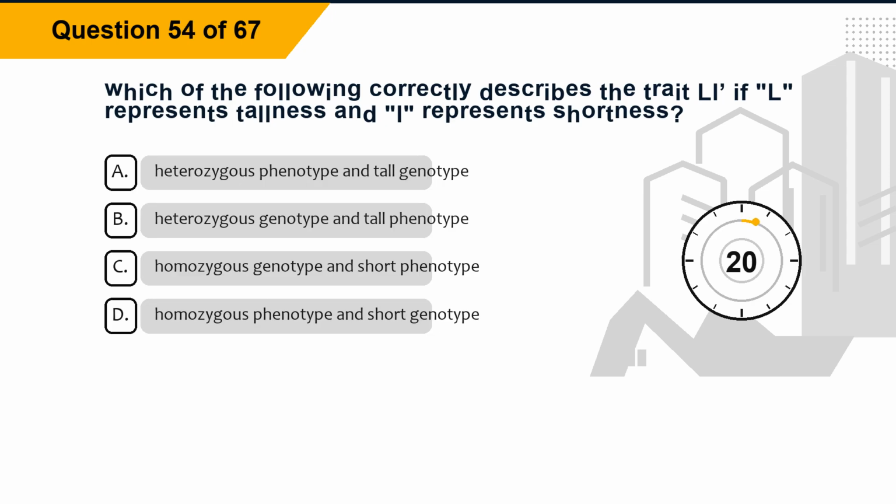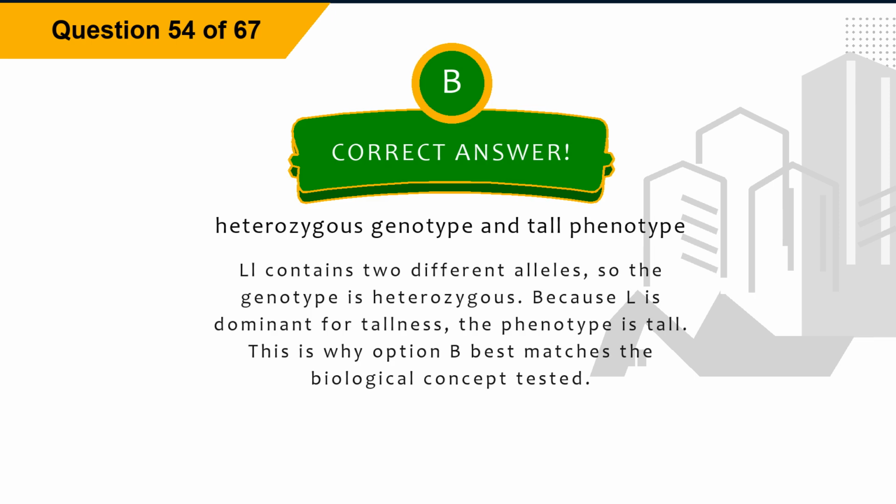Question 54. Which of the following correctly describes the trait Ll, if L represents tallness and l represents shortness? Option A, heterozygous phenotype and tall genotype. Option B, heterozygous genotype and tall phenotype. Option C, homozygous genotype and short phenotype. Option D, homozygous phenotype and short genotype. The correct answer is option B, heterozygous genotype and tall phenotype. Explanation. Ll contains two different alleles, so the genotype is heterozygous. Because L is dominant for tallness, the phenotype is tall. This is why option B best matches the biological concept tested.